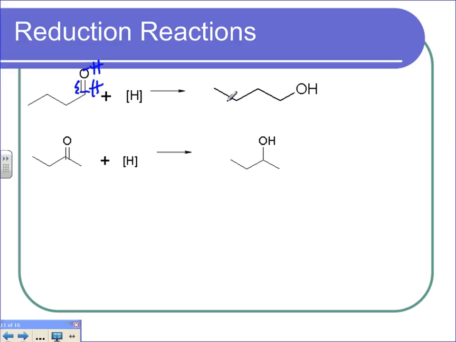In this case, my ketone, I'm adding across the double bond, so one of the H's is added here, the other H is added to the oxygen, producing the alcohol. So if you've got an aldehyde, it reduces to a primary alcohol. If you've got a ketone, it reduces to a secondary alcohol.